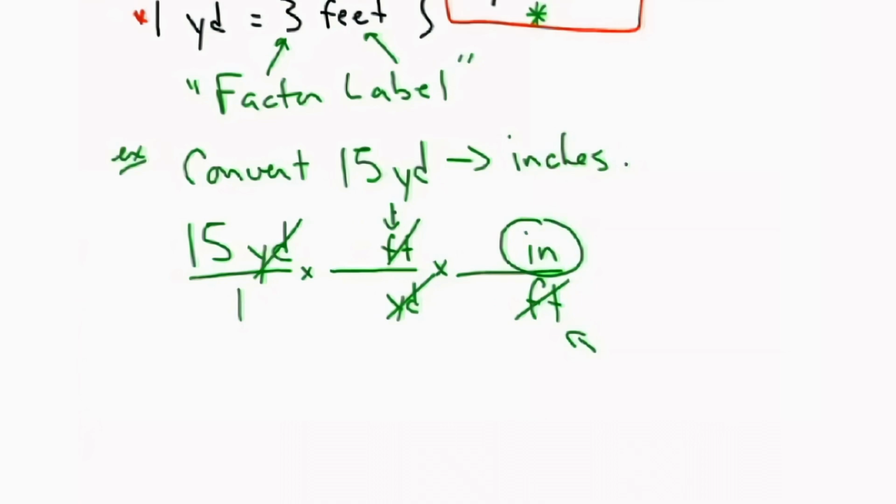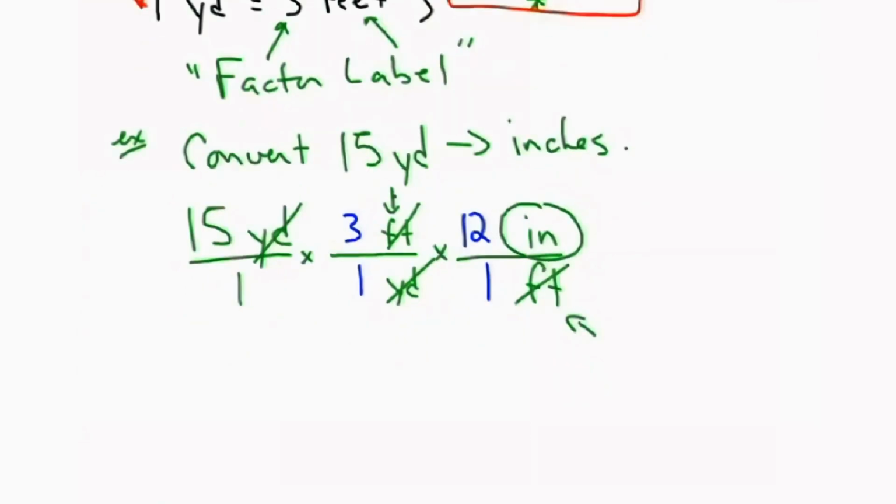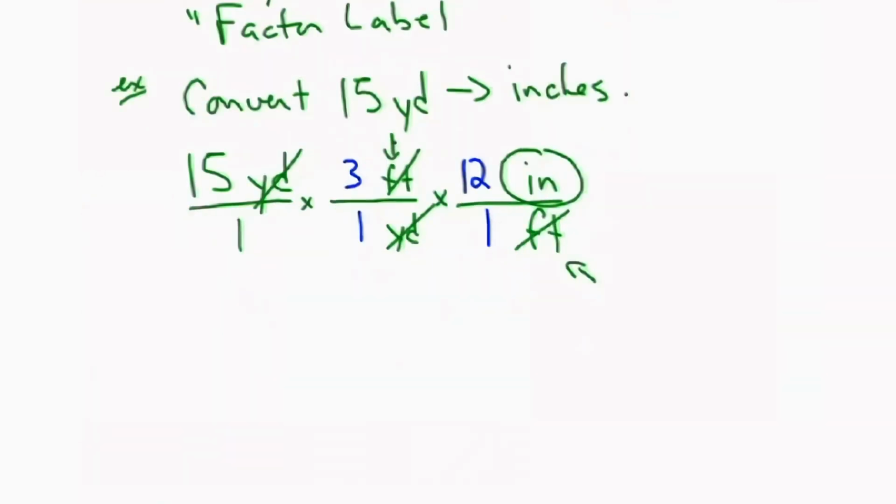What I have to do now is put my conversion factors in. So I know that in 1 yard, there are 3 feet. And in 1 foot, there are 12 inches. And so I've circled my final unit of inches there. Now I just have to do my math, which is 15 times 3 times 12. And 15 times 3 times 12 is 540 inches.